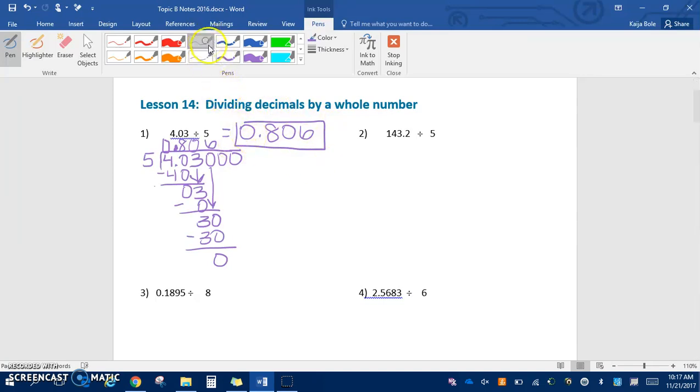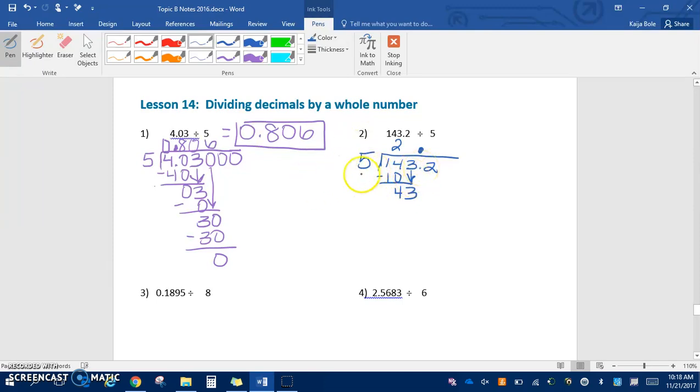Alright, let's look at number 2 here. We have 143.2 divided by 5. Same setup. Leave a little room here. 143.2, 5 on the outside. Bring up that decimal point. Don't forget about it. So now, we know that 0 groups of 5 go into 1. You don't have to put a 0, so we move over to 14. 2 whole groups of 5 go into 14, so we subtract 10 and are left with 4, and we bring down the 3.